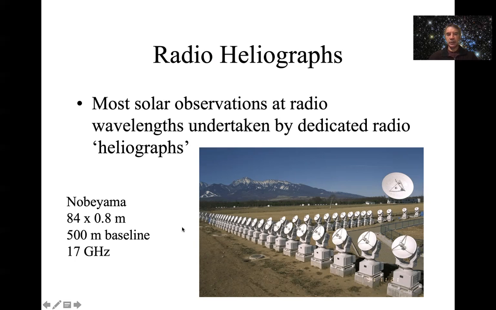So there's 84 little dishes, each 80 centimeters across, spread out over a half a kilometer baseline. So it's an interferometer. You can see it's very densely packed, okay, interferometer, and this is working again at a fairly standard radio frequency of 17 gigahertz, so in the centimeter regime. And so the resolution is sufficient here. It's about 10 arcseconds or something like that, to give you quite a lot of detail on the sun, and the sun's very bright, so you don't really need big telescopes, at least, to get reasonable detections.